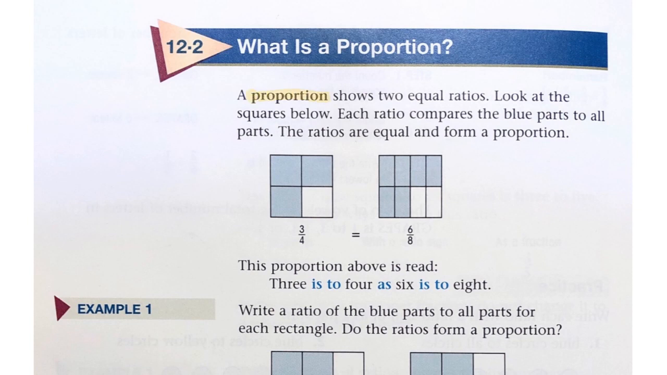A proportion shows two equal ratios. So look at the squares below. Each ratio compares the blue parts to all parts. The ratios are equal and form a proportion. This proportion above is read 3 is to 4 as 6 is to 8.